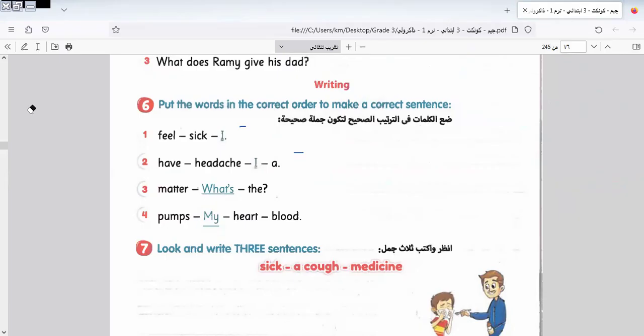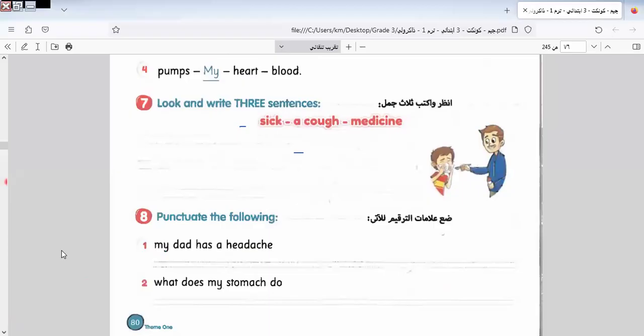I can write 3 sentences here. I will give you 3 sentences. I can say, I'm sick. I can say, I feel sick. I feel sick. This is one sentence. I can write another sentence. I have a cough.